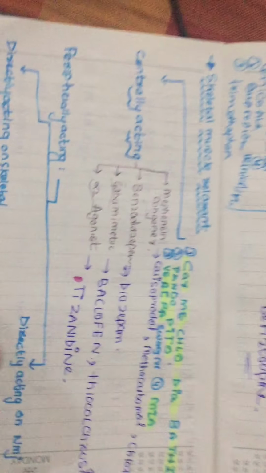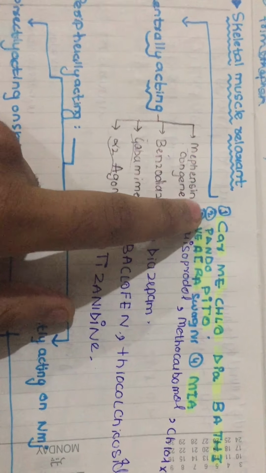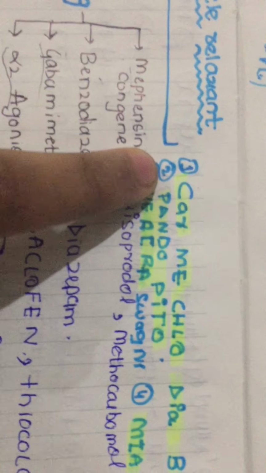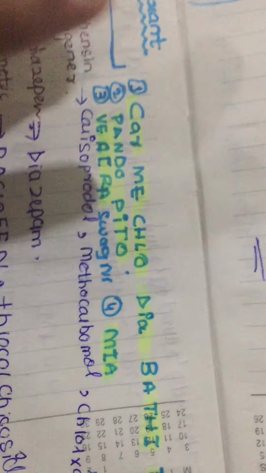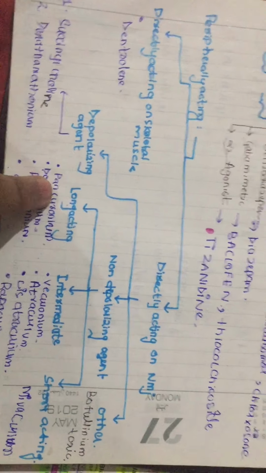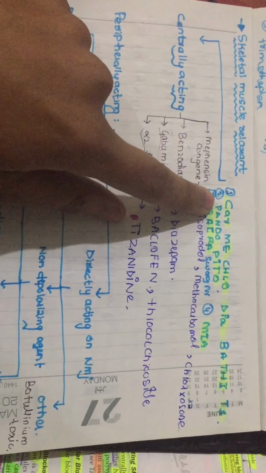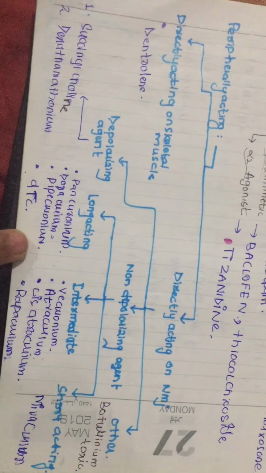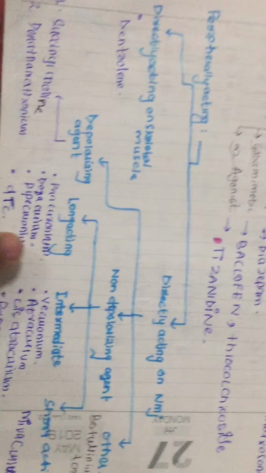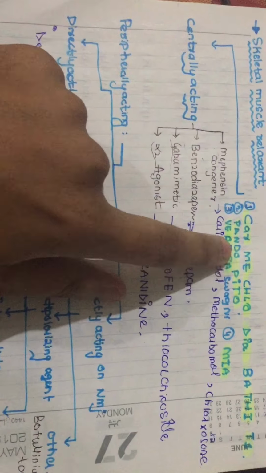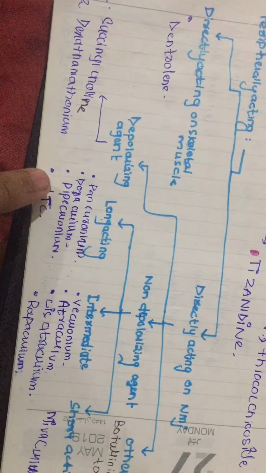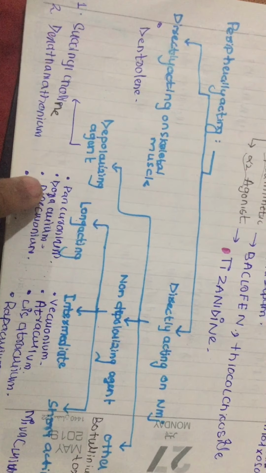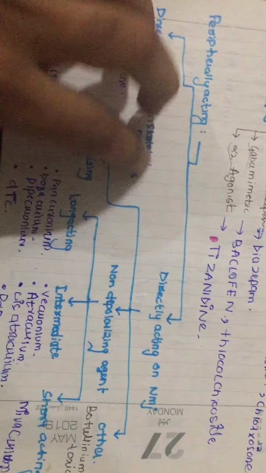For remembering this, you have to remember three mnemonics, which I have written over here: 2, 3, and 4. The first is Pandu Pittu, for remembering the long-acting ones. So what is Pandu Pittu? Pan is pancuronium, D is doxacurium, and Pittu is pipecuronium. And also remember D-tubocurarine. Pandu Pittu: pancuronium, doxacurium, pipecuronium, and D-tubocurarine.